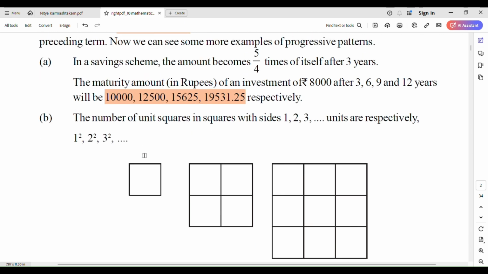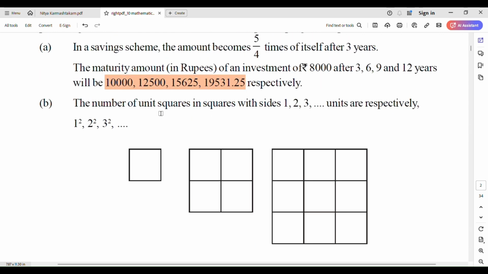Now another example. The number of unit squares in squares with sides 1, 2, 3 units are respectively here. This is 1 square, this is 2 square, this is 3 square, and so on, right? So this is one kind of sequence.